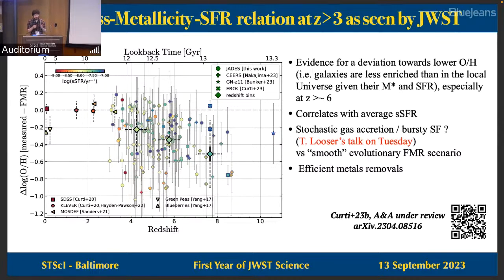stochastic episodes of gas accretion and star formation occur on timescales much shorter than what is needed for these galaxies to enrich and return to the equilibrium described by the FMR, they might appear less enriched than predicted by the local fundamental metallicity relation given their stellar mass and star formation rate.